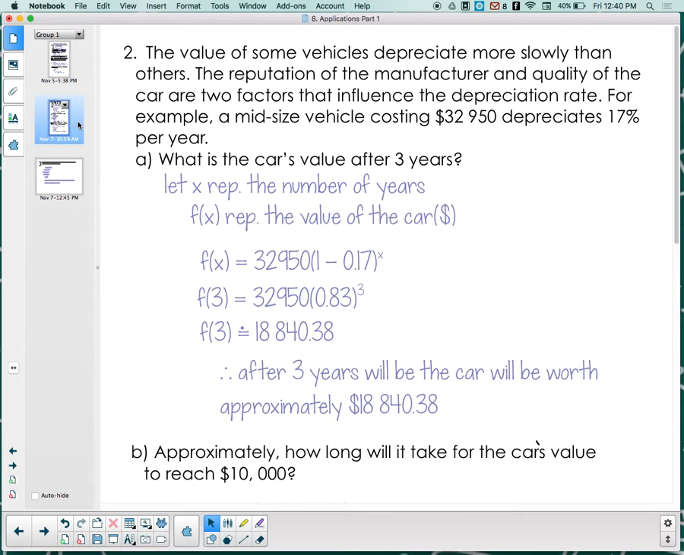Since we're talking about a depreciation, this is a decrease, B is going to be 1 minus the 17%. So our B is going to end up being 0.83. And then we're looking for the car's value after 3 years, so X is 3. Subbing it in, we get approximately $18,840.38.